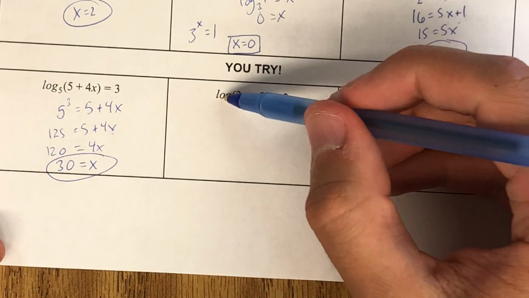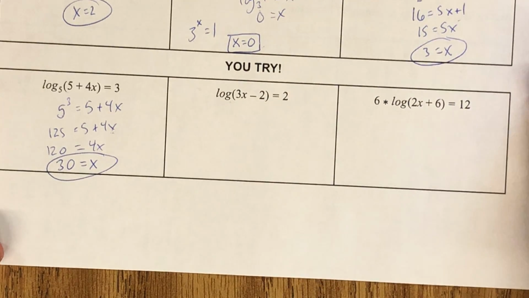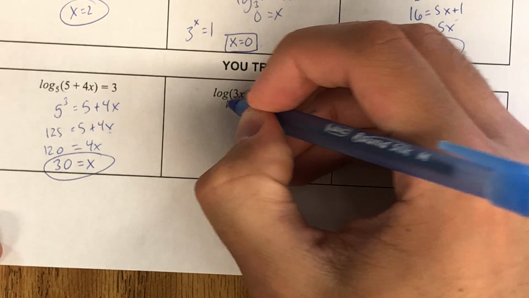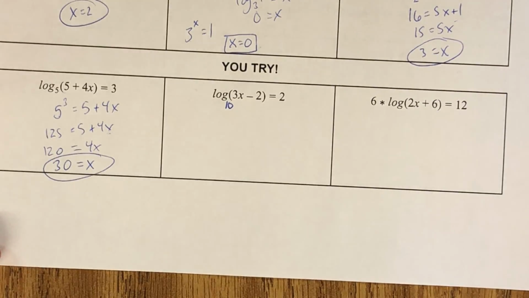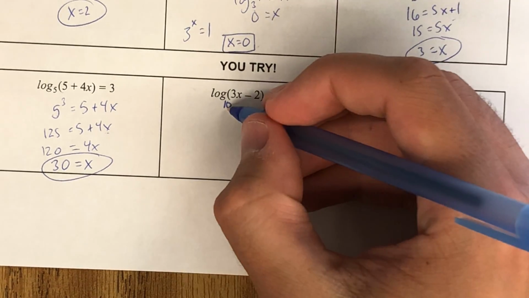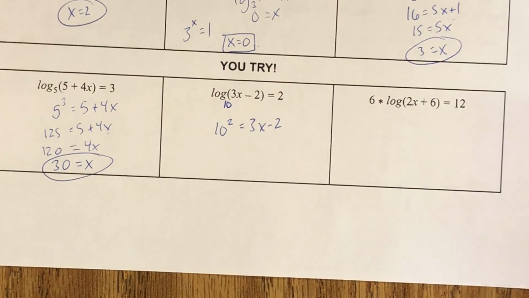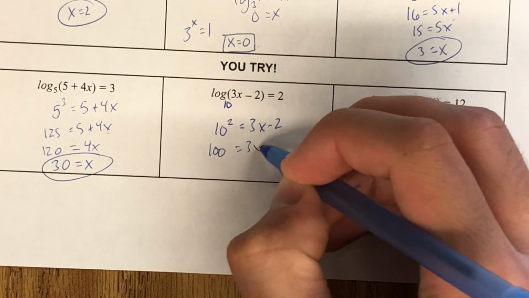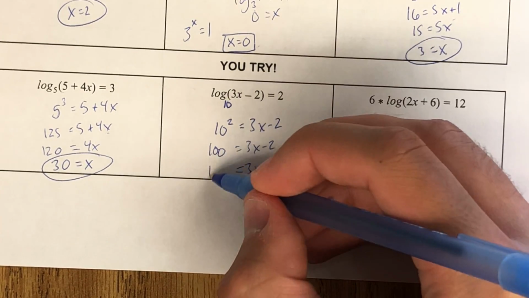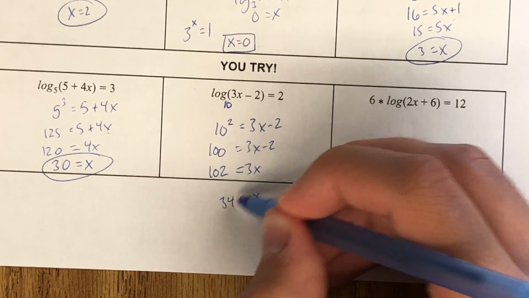Over here, log of 3x minus 2 equals 1. I don't see a number there. What's our base? So when you have just a log, that's the same thing as base 10. So we may think it's a 1. That's not the case. If it just says a log, that's the same thing as base 10. So when we're converting, this will be 10 to the power of 2 equals 3x minus 2. 10 squared is 100. Add 2 to both sides, we get 3x equals 102. Divide both sides by 3, and we get x is 34.